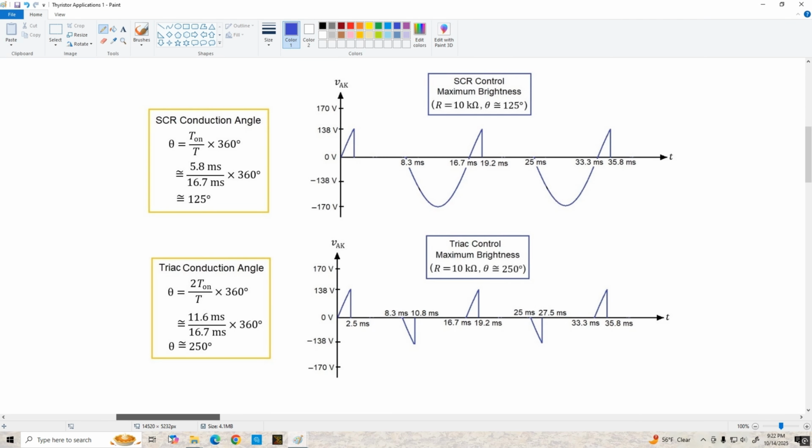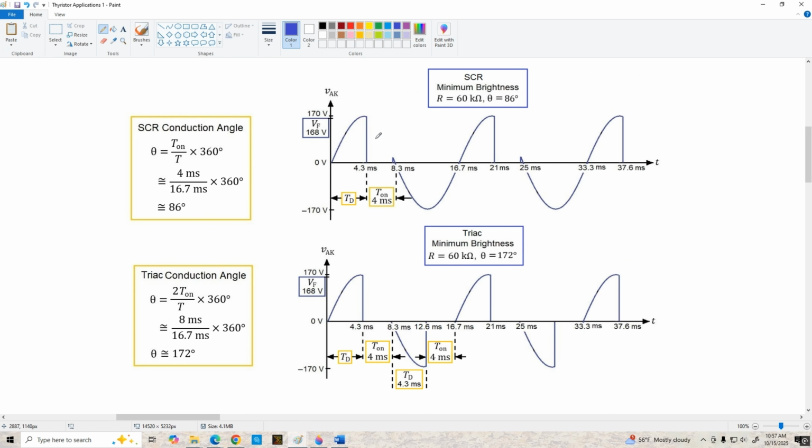And over here we can make a comparison between the waveforms for the SCR at maximum brightness versus the TRIAC at maximum brightness. And you can see that we're getting much wider control over the brightness of the bulb with the TRIAC. Now, if we adjust the 50K pot for minimum brightness, we're going to delay firing the SCR or the TRIAC until about 4.3 milliseconds into the cycle.